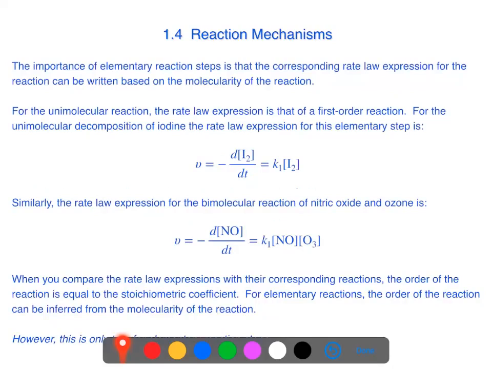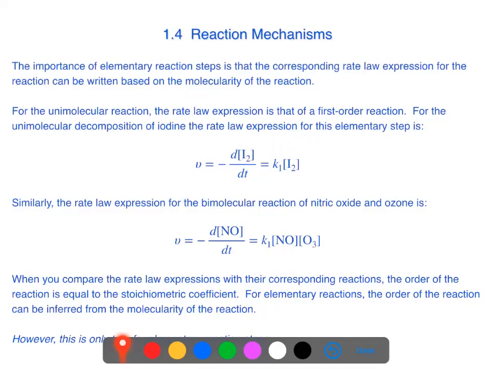The importance of elementary reaction steps is that the corresponding rate law expression for the reaction can be written based on the molecularity of the reaction. For example, for the unimolecular reaction, the rate law expression is that of a first-order reaction. So for the unimolecular decomposition of molecular iodine, the rate law expression for this elementary step is shown, where we have the rate constant K1 multiplied by the concentration of molecular iodine.